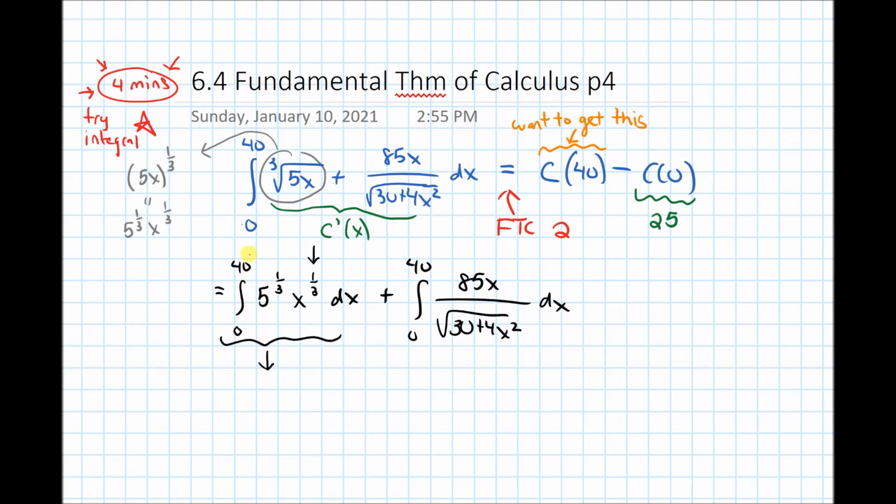Let's move that 5 to the 1/3 to the front. That's just cube root of 5. And then the antiderivative of x to the 1/3, by the reverse power rule, we'll add 1 to the power, get x to the 4/3. And then I divide by this power. Dividing by 4/3 is the same thing as multiplying by the reciprocal, and the reciprocal is 3/4.